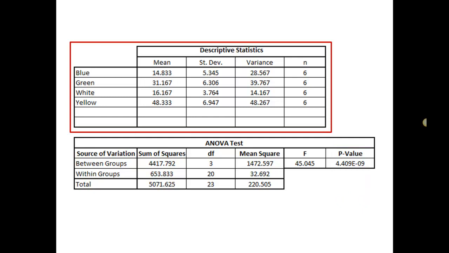In addition, in Excel, we also get all these descriptive statistics. So for each group, we have the mean, the standard deviation, the variance, and the sample size. And these variances here in this box, these are the variances that you would use to check the requirements. These are the same ones that I used previously in this video to check that variation requirement.